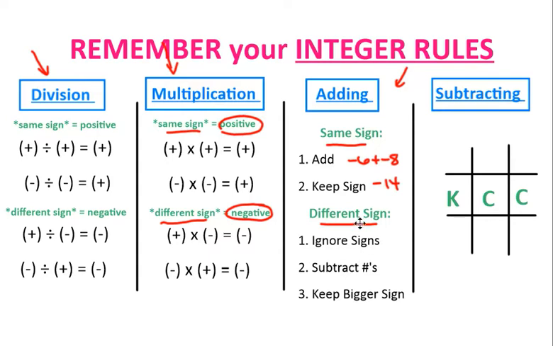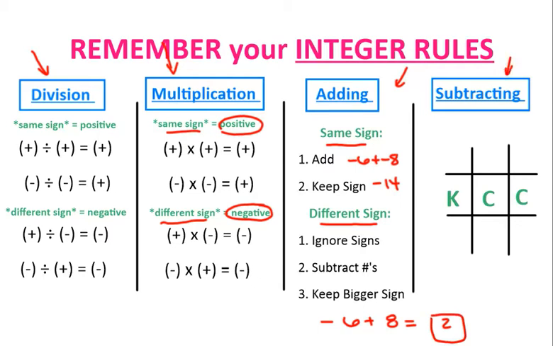Now there's going to be times where you're adding two numbers together and they have a different sign. So for example, -6 plus 8. So in this case, you're going to ignore the signs. You're going to subtract the two numbers. So 8 minus 6 is 2, and you're going to keep the sign of the bigger number. So 8 is the bigger number. It's positive, and so your answer is going to be +2.